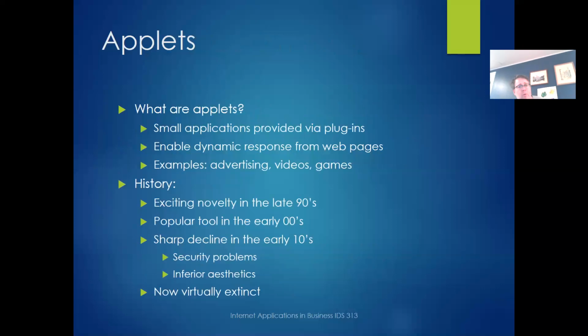So first question, what are applets? Well, an applet is a small Java application that's provided through a plugin, which leads us to our next question, what is a plugin? Let's pop it into Paint in a second, but first we'll talk about what they do. Applets enable running applications through web pages. That was one way to enable some sort of dynamic action in a web page. Things you might do with applets: advertising, playing videos, playing video games.